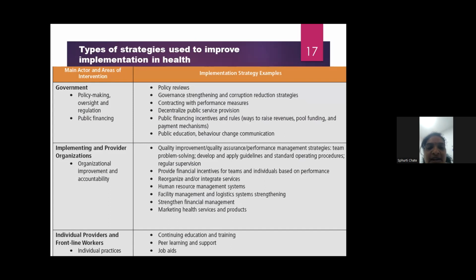Then implementing and provider organizations, it is organizational most of the time. Then individual providers and frontline workers, that is where individual practices, especially related to education, training, jobs, and learning are involved. These strategies, they come up with new different types of strategies and help in improvement of implementation. Next slide, please.